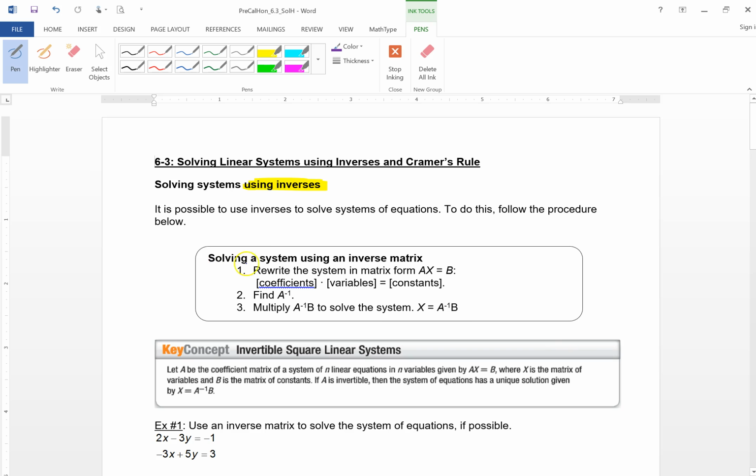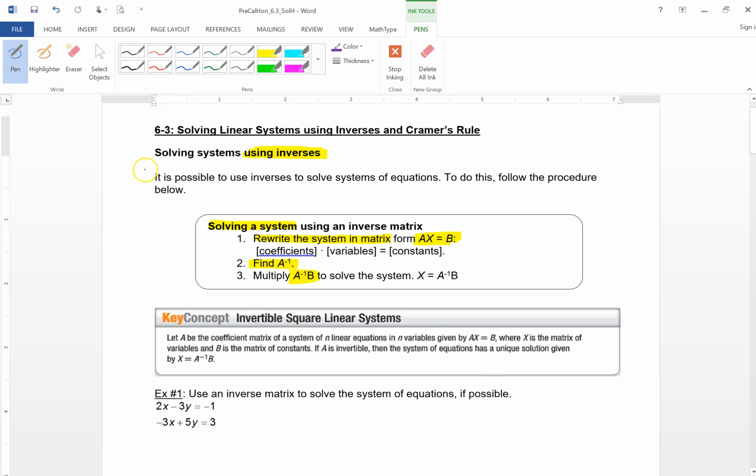Here it is, solving a system. Follow these steps. Rewrite the system in matrix form, like this. You have a coefficient matrix times the variable matrix equals the constants matrix, and I will run you through an example. So that's the first step. Then you find A inverse, and then you multiply A inverse times B, and you get your solution. So let's do this example.